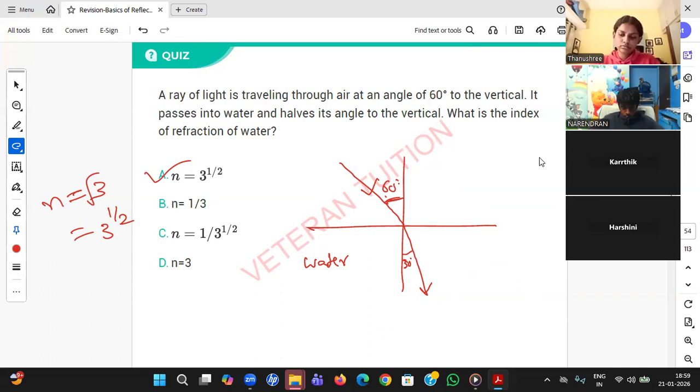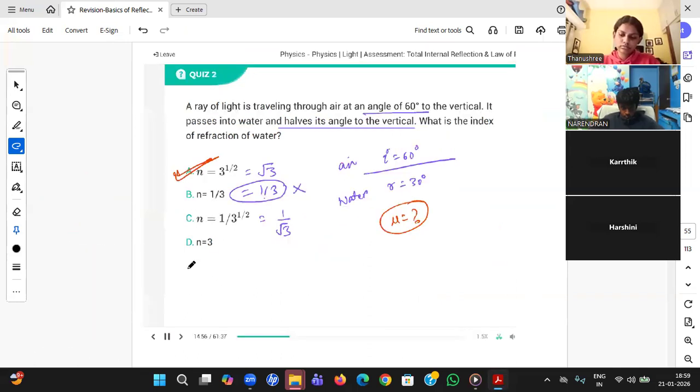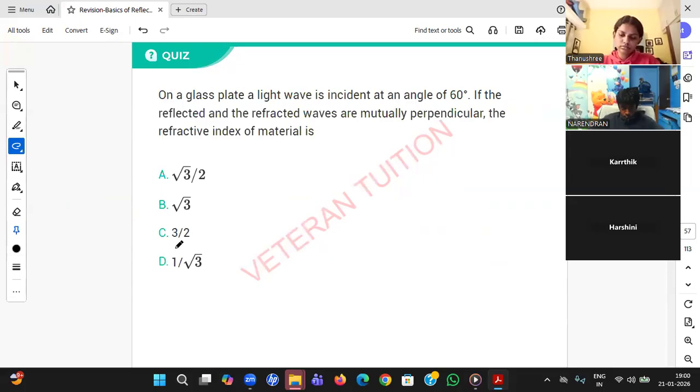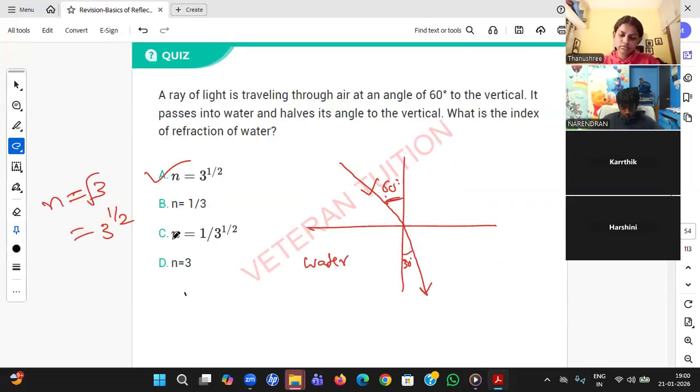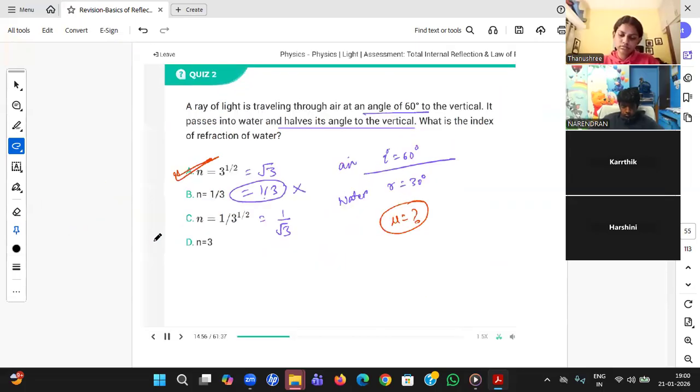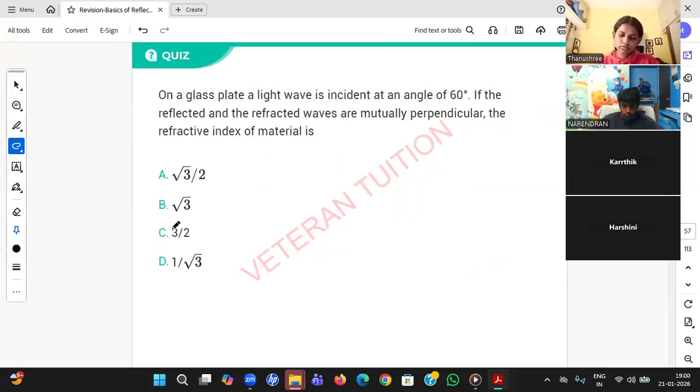Yes, Tanish. Okay, so now let me mix the questions. Now let me mix the questions. Reflection and refraction. Okay. Same question. Please draw the diagram. You'll get the clarity. If you are hesitating to draw the diagram, you will never get the clarity. At least a rough diagram.